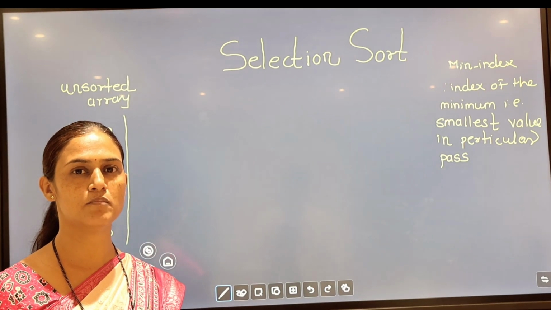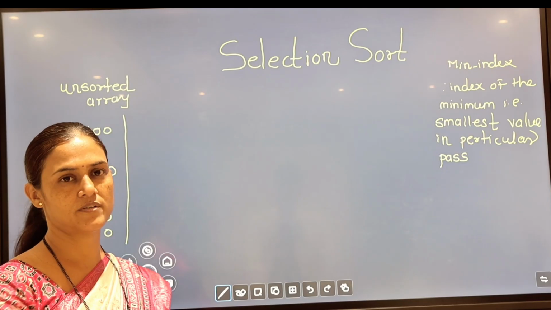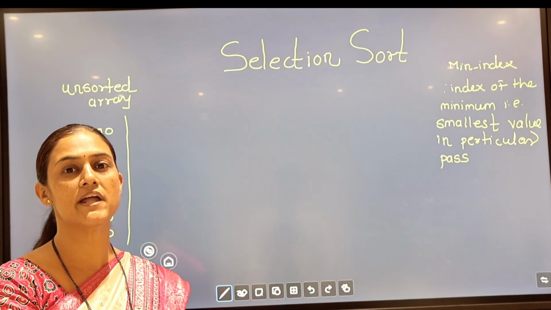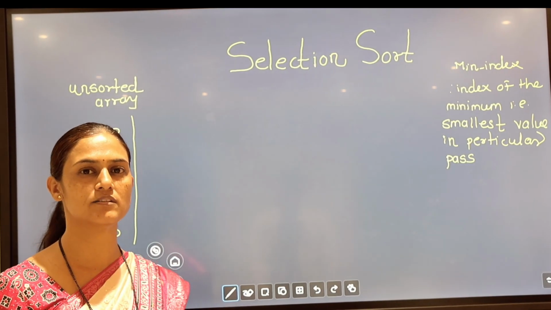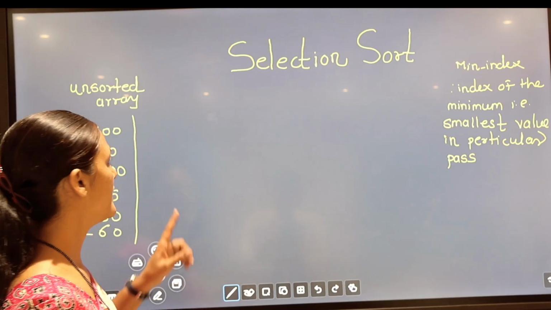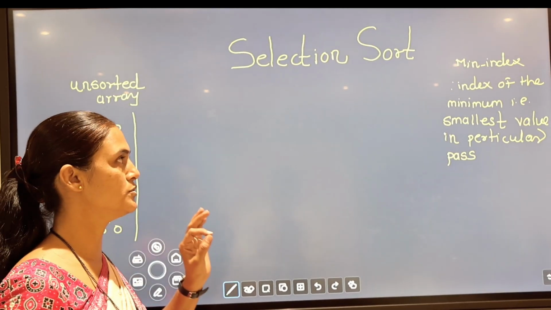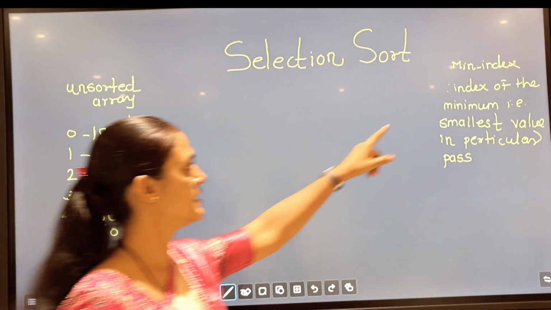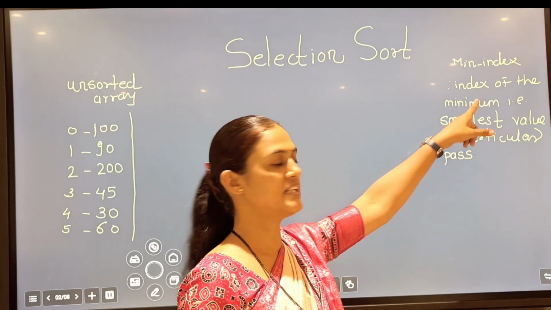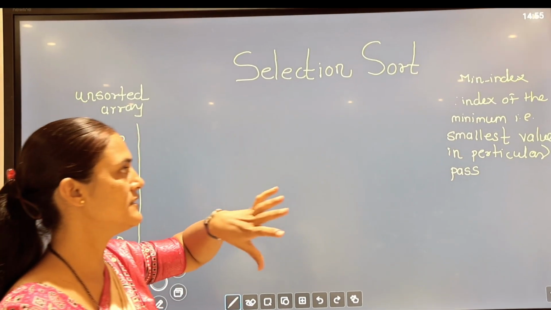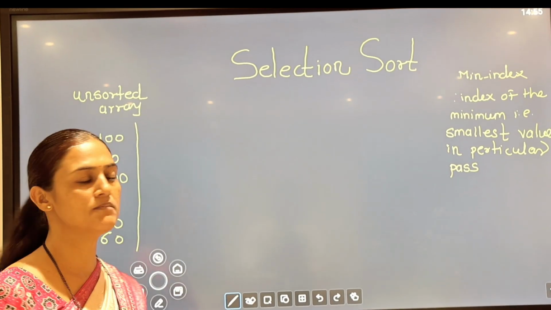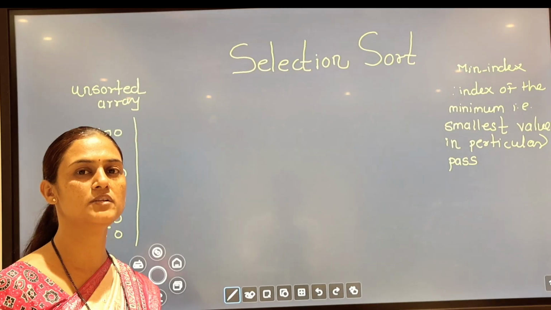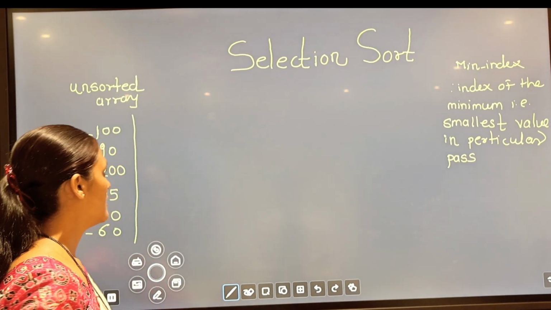In this session we will learn about selection sort. We will learn how to do the manual trace out of selection sort. In selection sort, we are going to use one variable called minimum index, that is mean index. It represents the index of the minimum or smallest value in a particular pass.